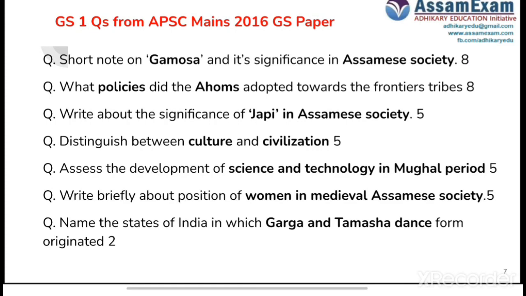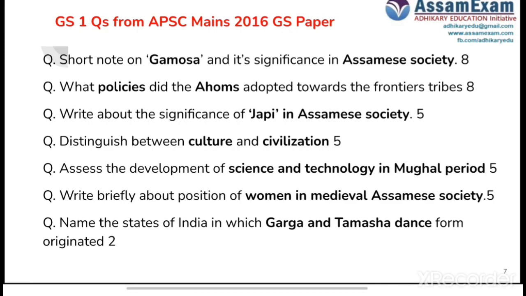Next question is a short note on gamosa and its significance in Assamese society. So this question is specifically about Assamese society. It can be asked in GS paper 5 also this year. Not only this, we should know all other aspects of Assamese society, important items, events, then dance, music, everything, and questions can be asked in GS paper 5 specifically this year.